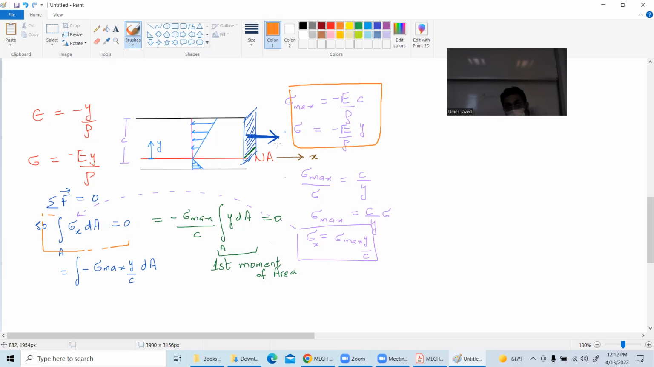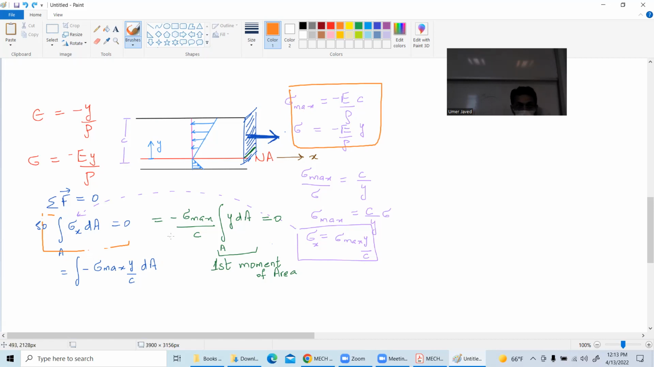So the maximum stress will actually lie at the maximum distance from the neutral axis. And what is the maximum distance from the neutral axis? If this is my neutral axis, what is the maximum distance from the neutral axis? It is either the top surface or the bottom surface. So I substituted the stress x in terms of stress max. This is what I get.